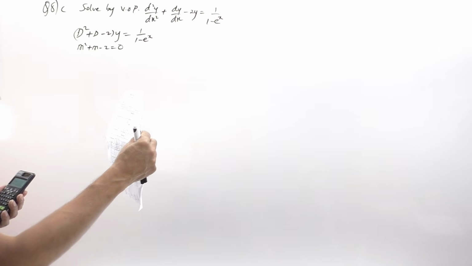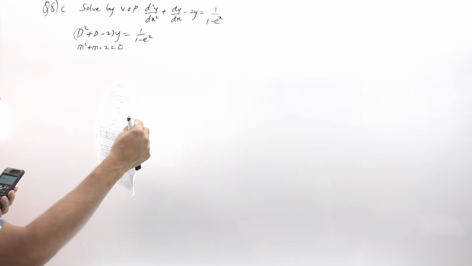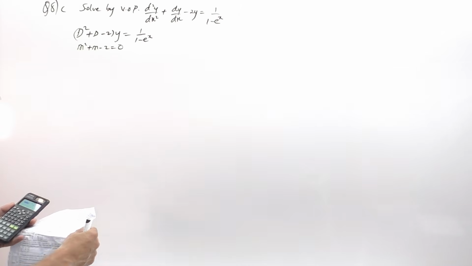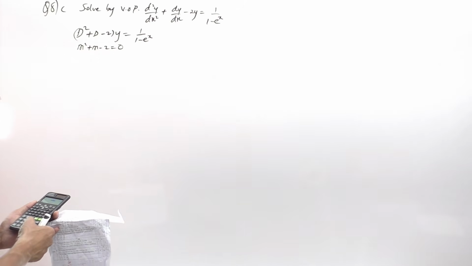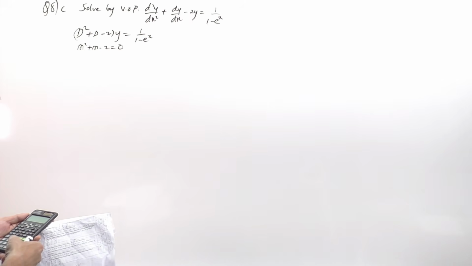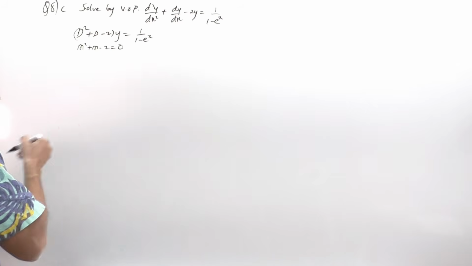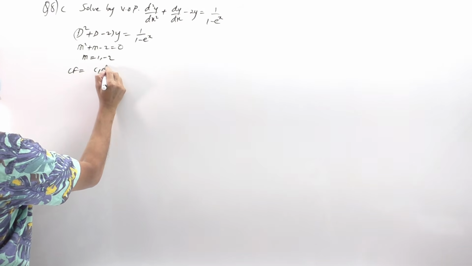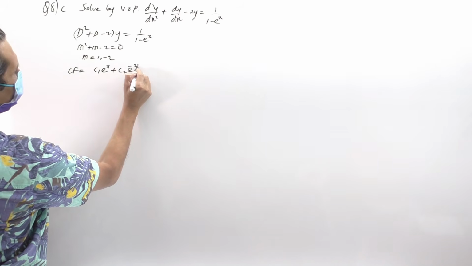So let me verify the question one more time. It's d square y by dx square plus dy by dx minus 2y is equal to 1 upon 1 minus e raised to x. Fine. So if you find the CF here, we have the roots as 1 and minus 2. So m is equal to 1 comma minus 2. So the complementary function will be c1 e raised to x plus c2 e raised to minus 2x.